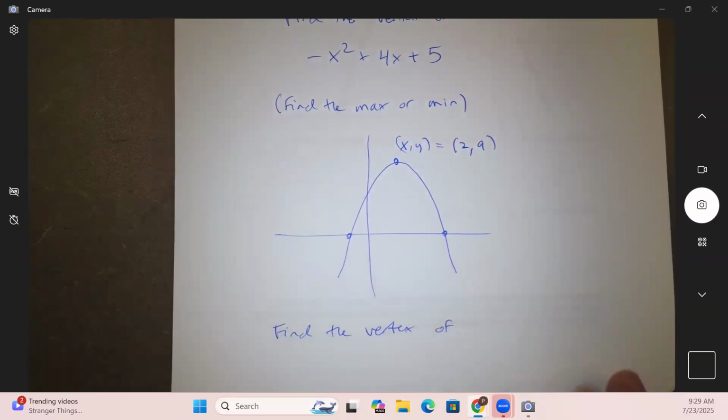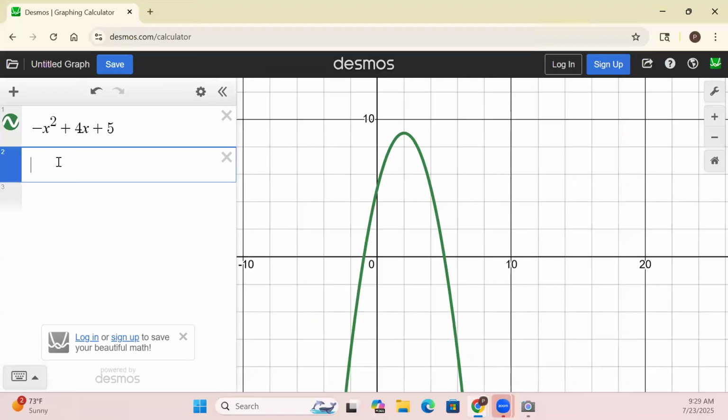Let's find the vertex of negative x plus 1 times x minus 5. And we're going to do this graphically as well. So this one is in factored form. Oh, but it's the exact same function, and I did that on purpose. You can still find it graphically even when you're given factored form. It's still 2 comma 9.